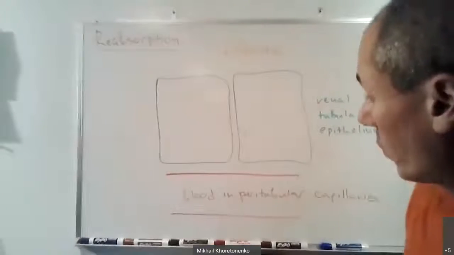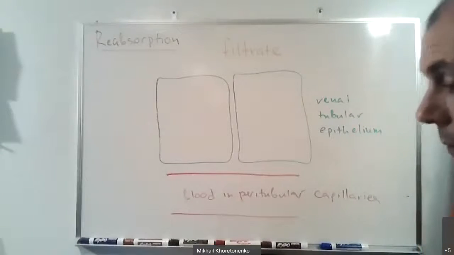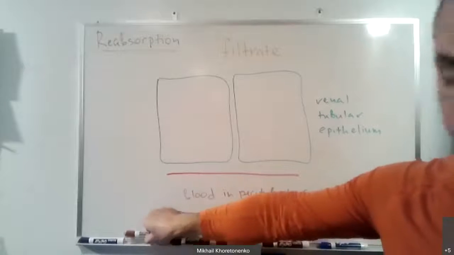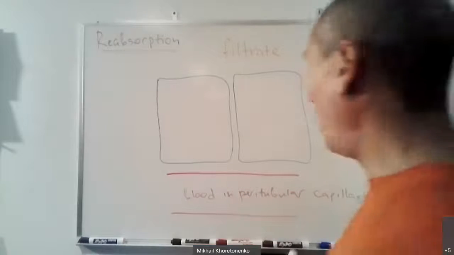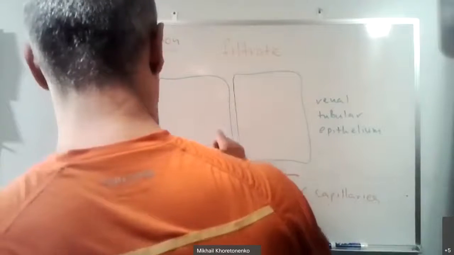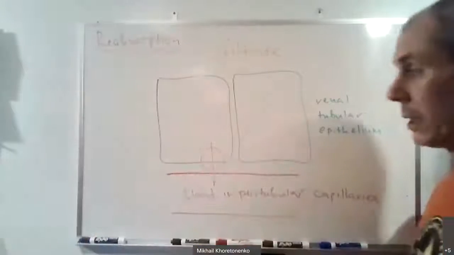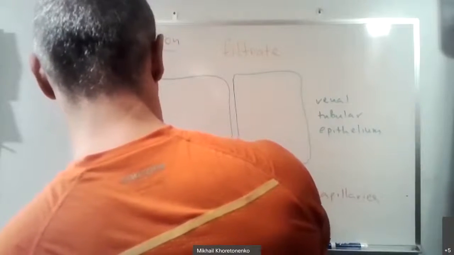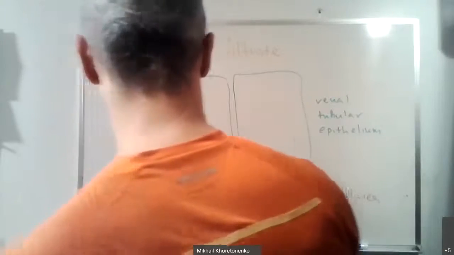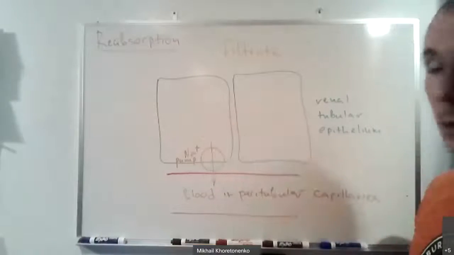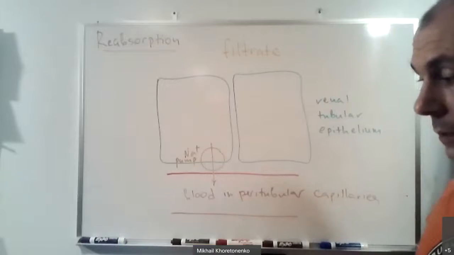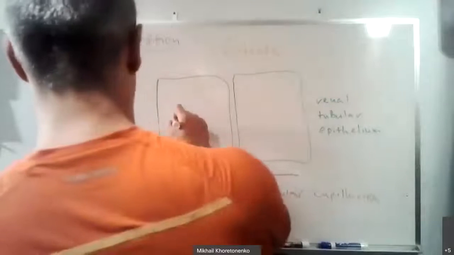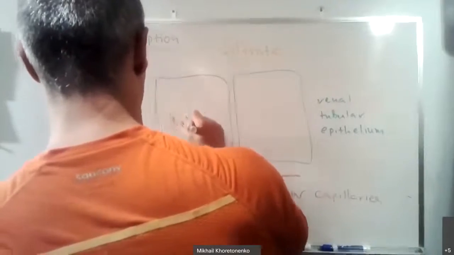So what happens? Well, first, sodium ions are pumped outside of the cell, and it is the sodium-potassium pump. So sodium ions are pumped from the renal epithelium into the blood. This pumping keeps sodium concentration in the renal epithelium low.